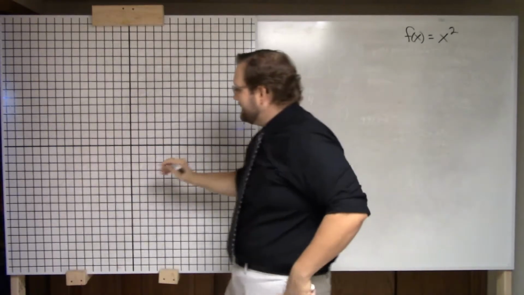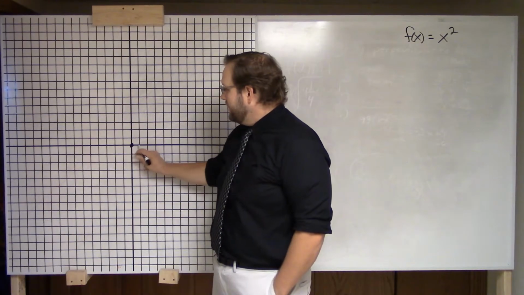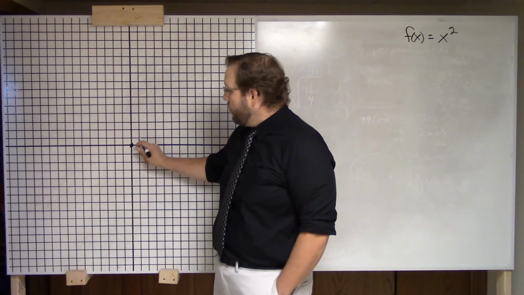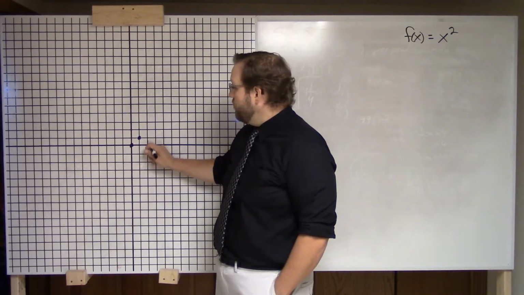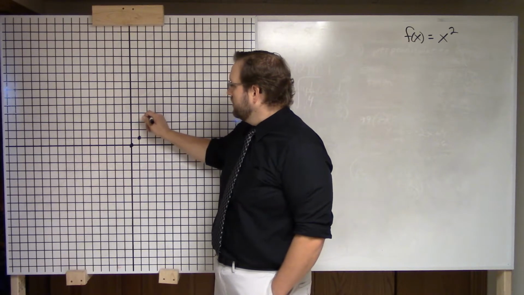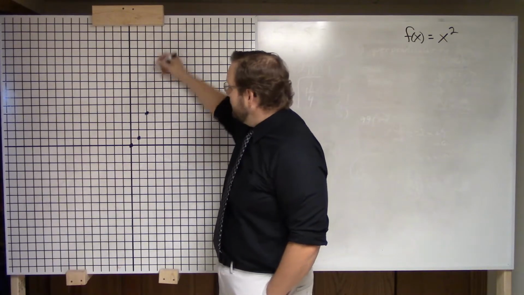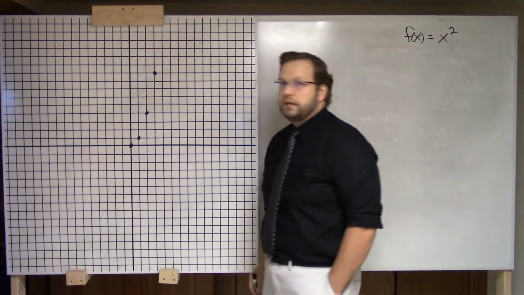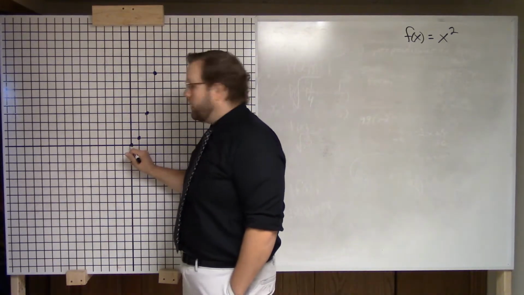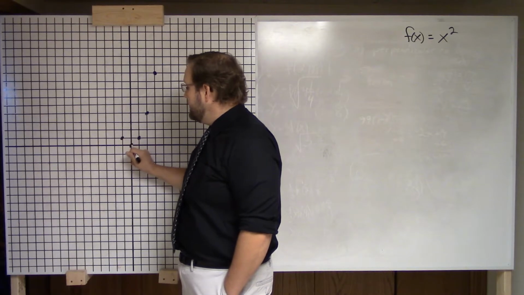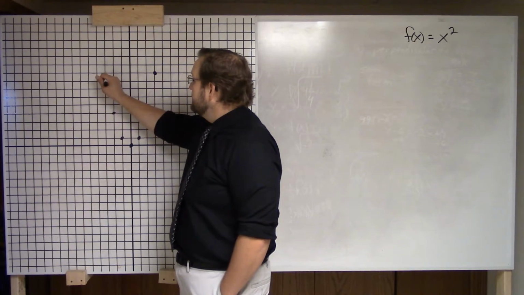So if I take 0 squared, I stay at 0. If I go to 1 and I square it, 1 squared is 1, so I go up 1. I go over to 2. 2 squared is 4, so 2, 4. If I go to 3, 3 squared is 9. And there we go. If I go to the other side, negative 1 squared is 1. Negative 2 squared is 4. Negative 3 squared is 9.